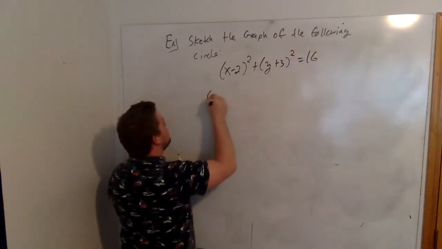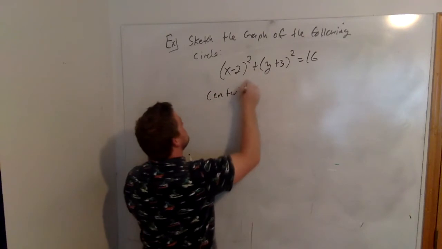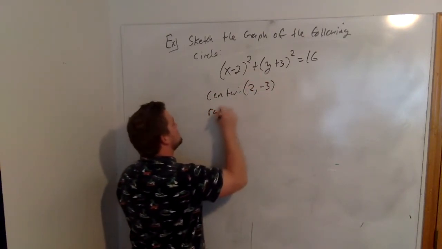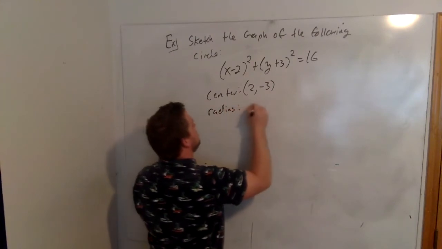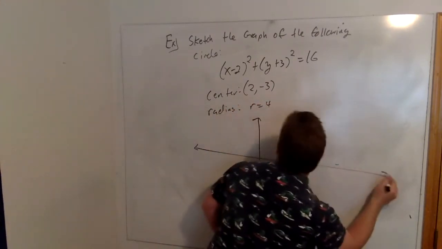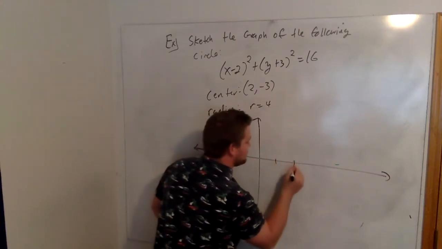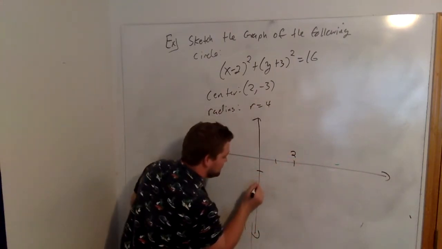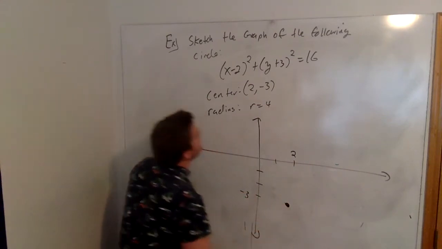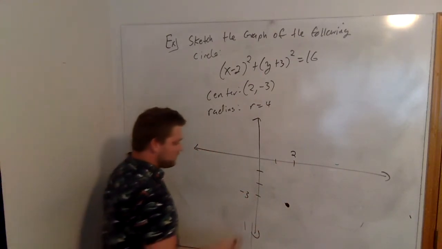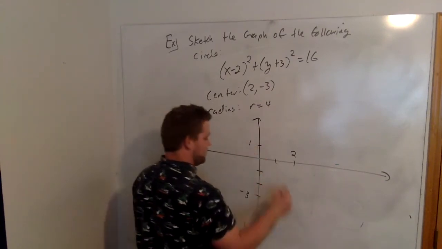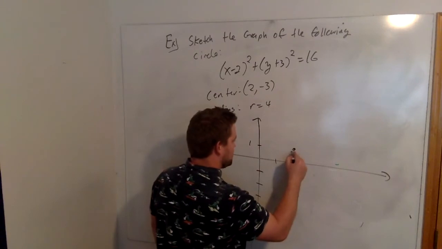So this has center at (2, -3), and it has a radius of r equals 4. Okay, so 1, 2, 1, 2, 3. Here's the center of the circle. It has a radius of 4, so we could go up 4 units: 1, 2, 3, 4. So here's the point (2, 1). This will be a point on the circle.